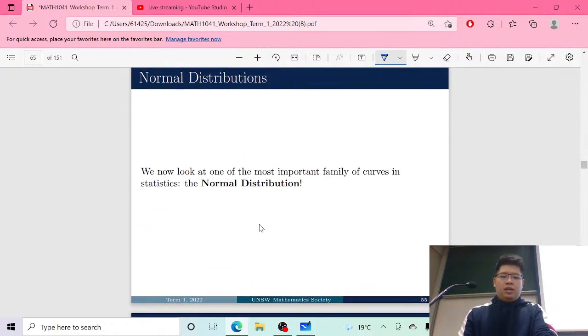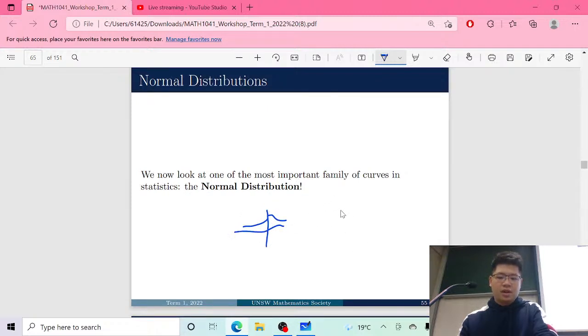So now we look at the most important family of curves in statistics, the normal distribution. Well, everyone talks about it. Essentially, it's a random variable that is characterized by a probability distribution that's a bell-shaped curve. If only I could draw properly. Looks something like that. Oh, it's so ugly. Look, it's just a bell-shaped curve right here. The probability density function is characterized by this bell-shaped curve.